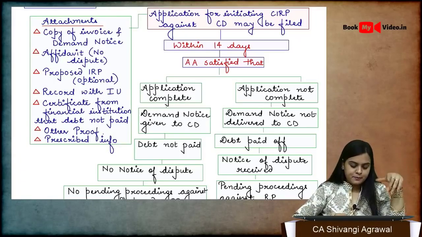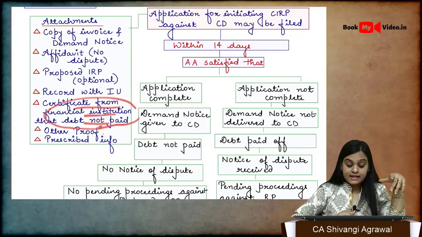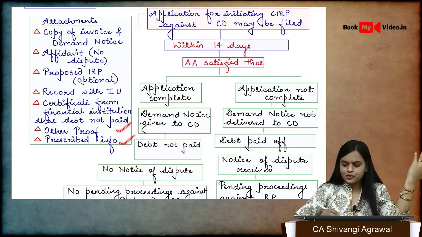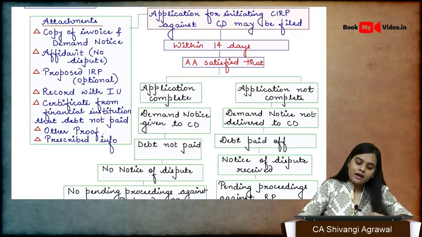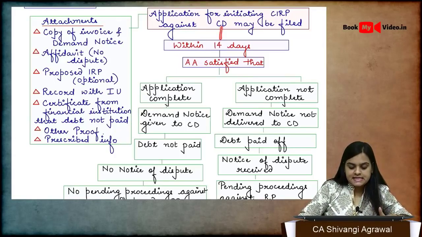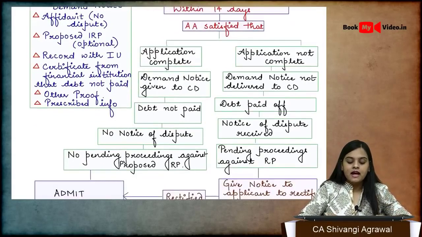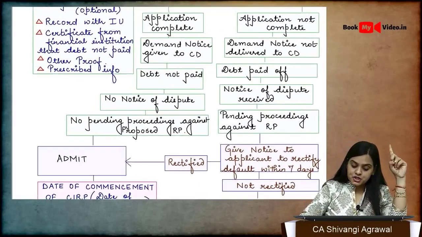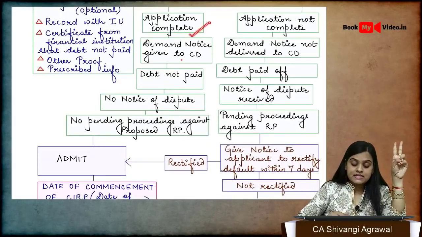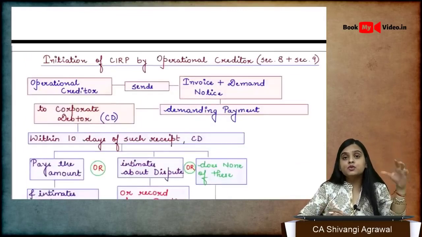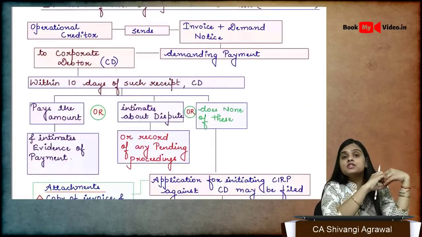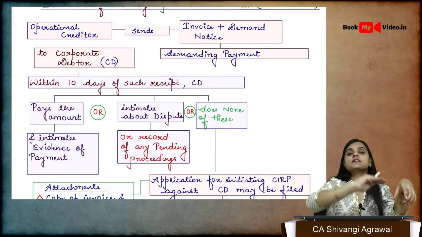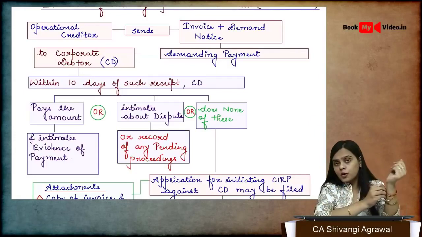Record with the IU if available, a certificate from the financial institution that the debt is not paid, that is your bank records, other proof or any prescribed information. So you file an application for initiating CIRP against the corporate debtor, and within 14 days, if the adjudicating authority is satisfied that the application is complete, you gave the demand notice. These are prerequisites. Under section 8, you read about the prerequisites. That means an operational creditor has to satisfy these things. Only then can he make an application under section 9 for CIRP against the corporate debtor.